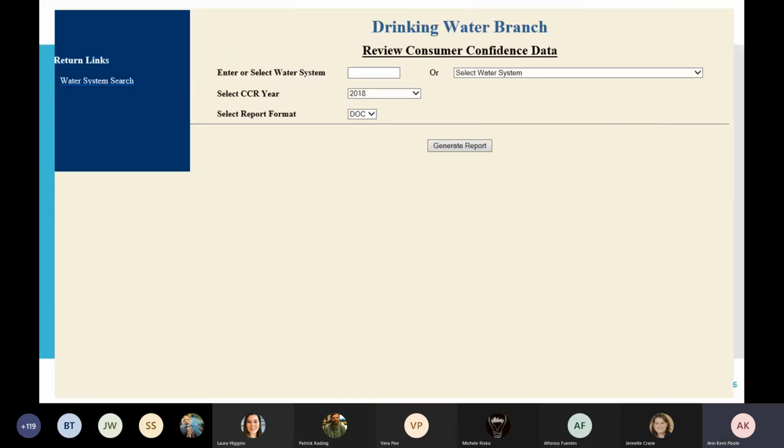The CCR generation site should now be open and look like this. Search for your water system using your 7-digit public water system identification number in the box next to Enter Select Water System on the top left side. Next, select the CCR year that you would like to generate using the Select CCR Year drop-down menu. For example, if you are preparing the report due by July 1st, 2021, select 2020 for the CCR year. Last, click the Generate Report button at the bottom of the screen.